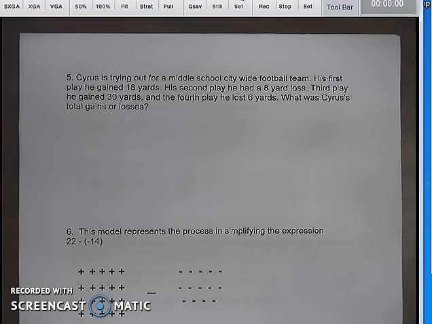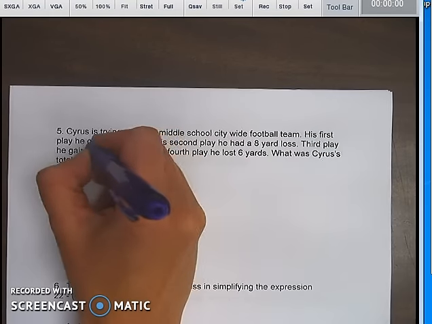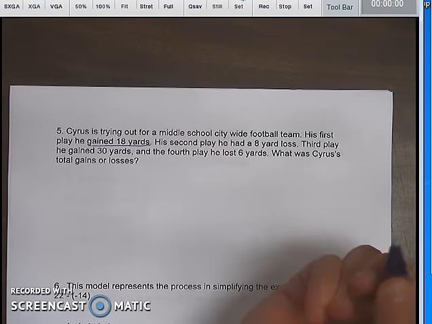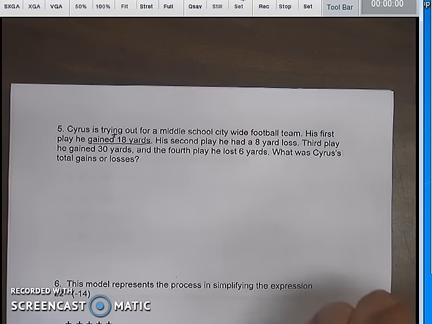Okay, so I went through and I just read it one time. Now I'm going to go back and circle or underline important information. He gained 18 yards, okay? So that word gained means positive, right? In football, you want to gain yards.